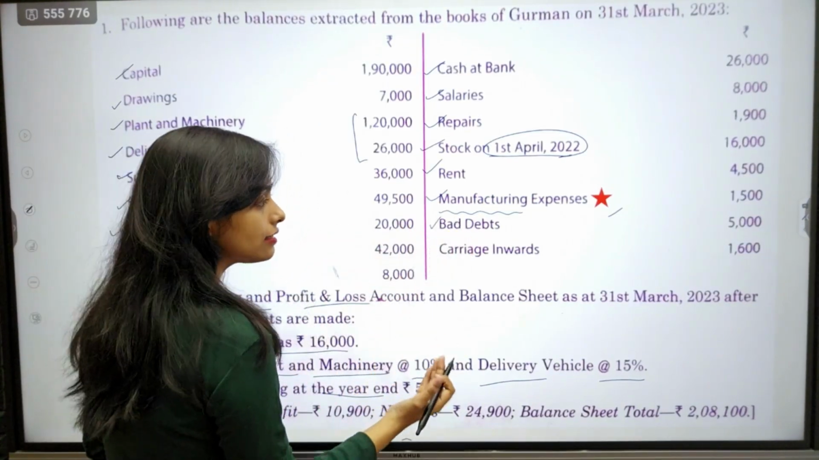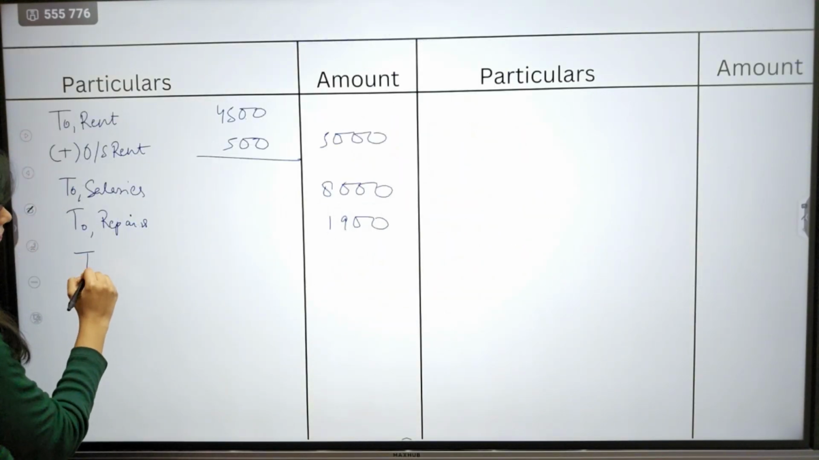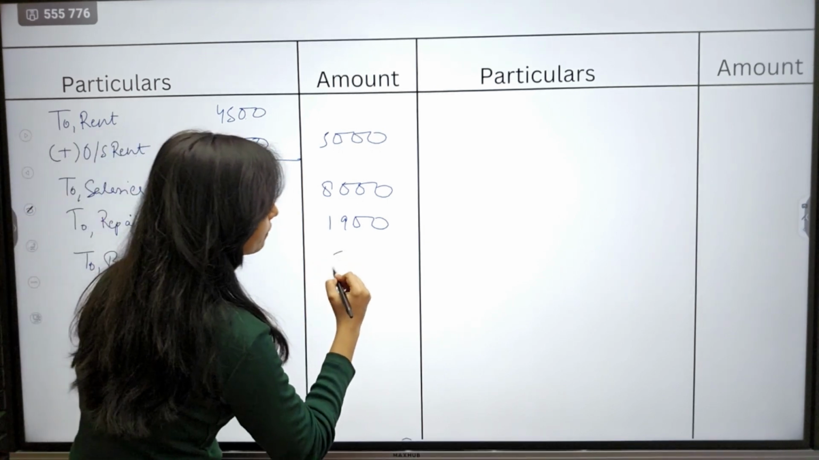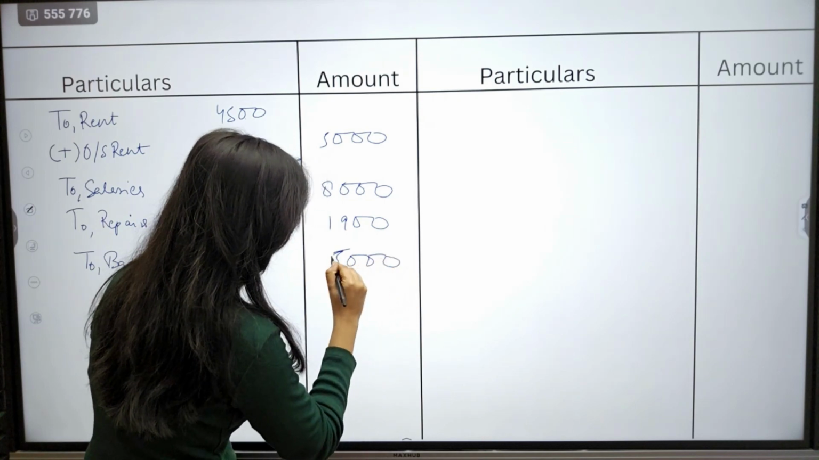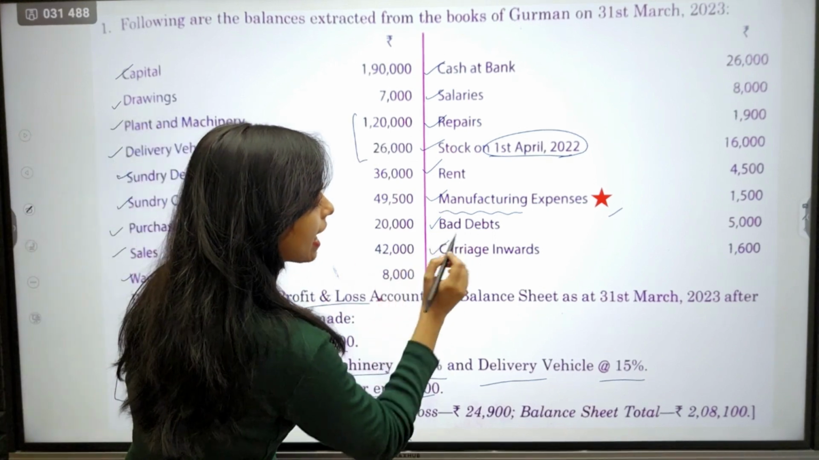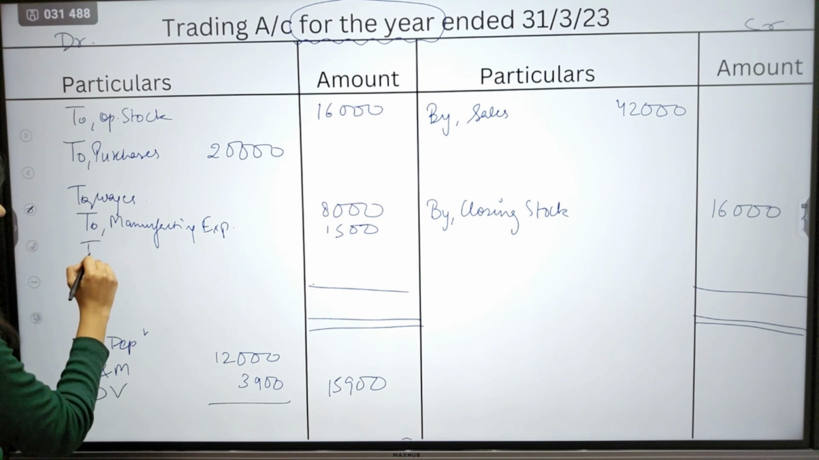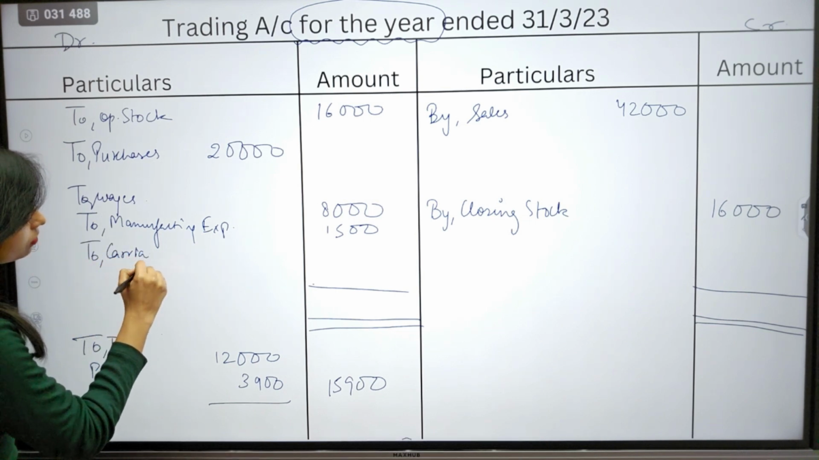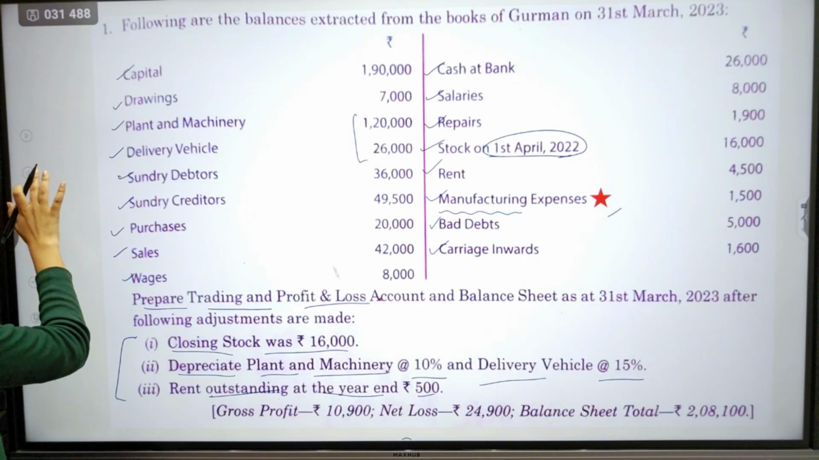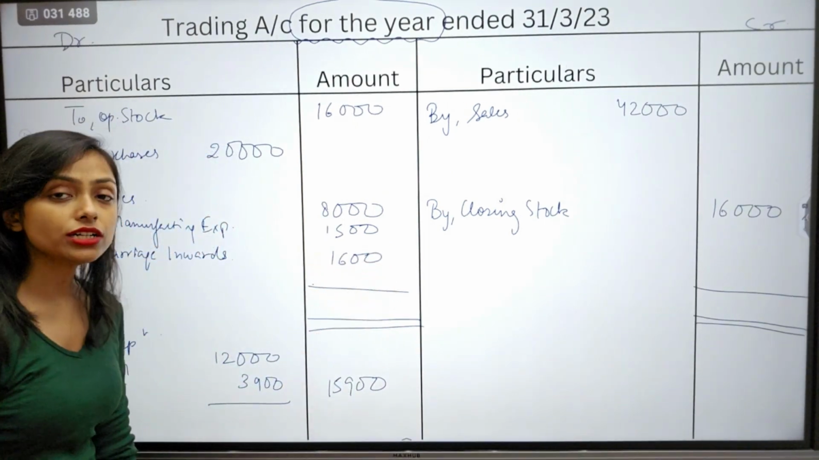Bad debts, these are written inside the trial balance. So 5,000 rupees we are just going to write in the PL account. We are writing them off. Bad debts of 5,000 rupees. Okay, this is 5,000. Okay, then we have carriage inwards 1,600 rupees. So carriage inwards is always a part of your trading account. To carriage inwards, it was 1,600 rupees. So 1,600 rupees we are going to write over here.